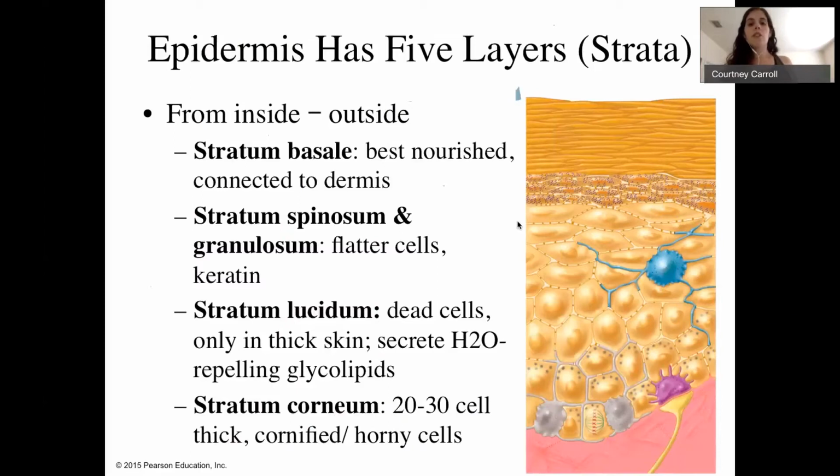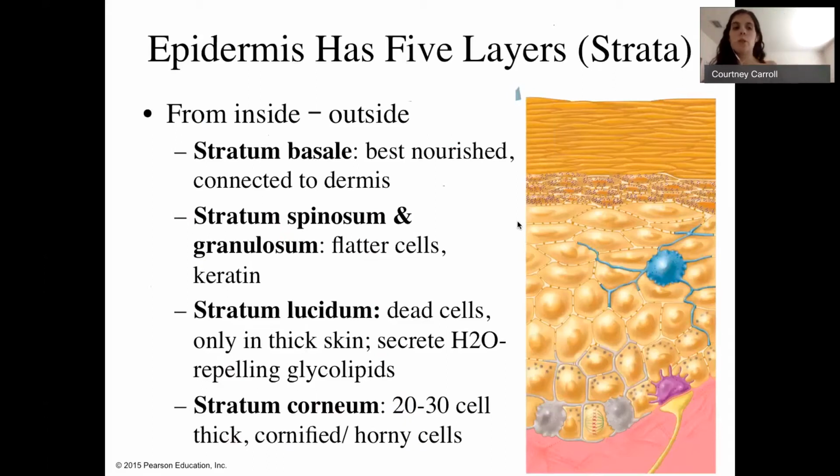The spinosum and granulosum are flatter cells that are going to make keratin. The lucidum, these are when the cells start to die, and it's only found in thick skin. These also secrete water-repelling glycolipids. So they really help waterproof the skin on your palms and your soles. And then the corneum is a 20 to 30 cell layer thick cornified or horny cells.